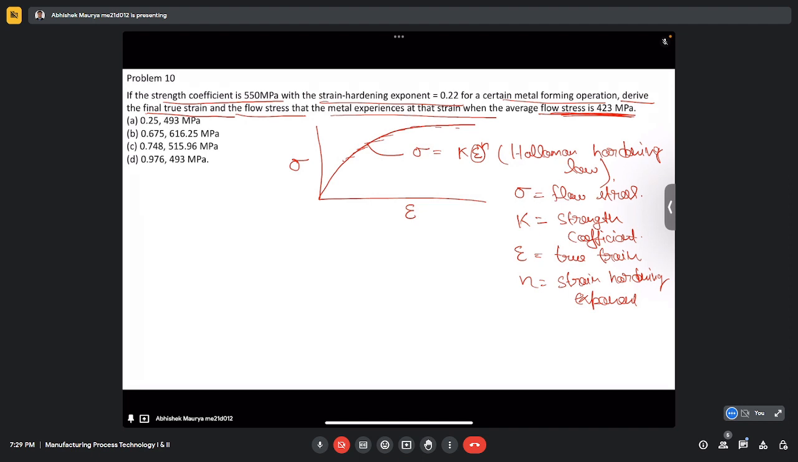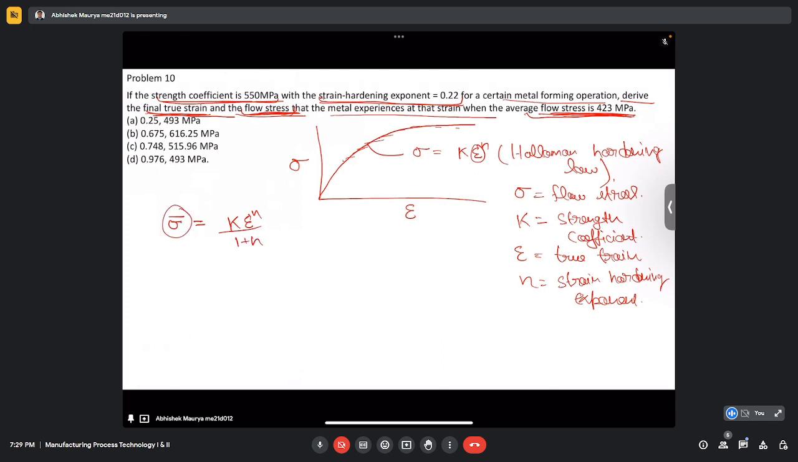And here, what information do we have? We have the value of average flow stress, and what we have to find out is the final true strain and flow stress. The strain coefficient is given, as well as the strain hardening exponent. So average flow stress is nothing but K epsilon to the power n divided by 1 plus n. This value is given.